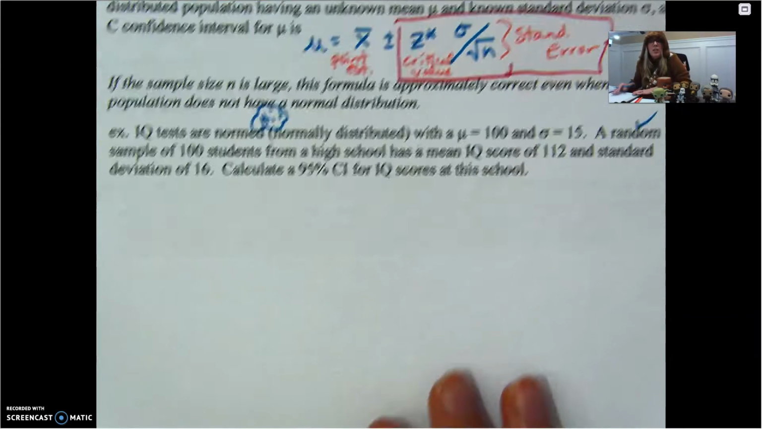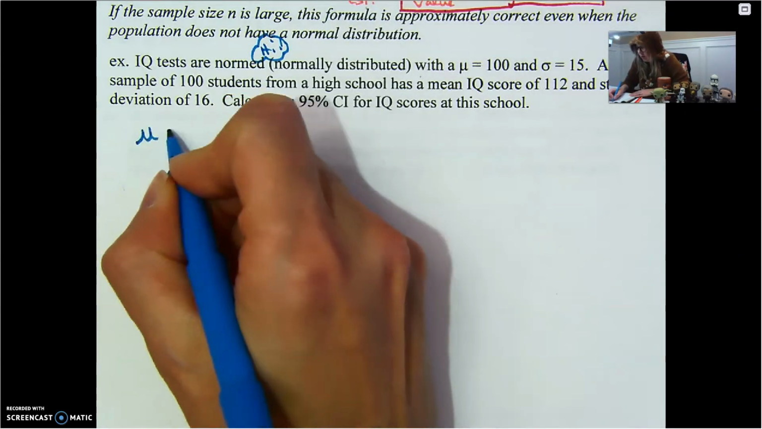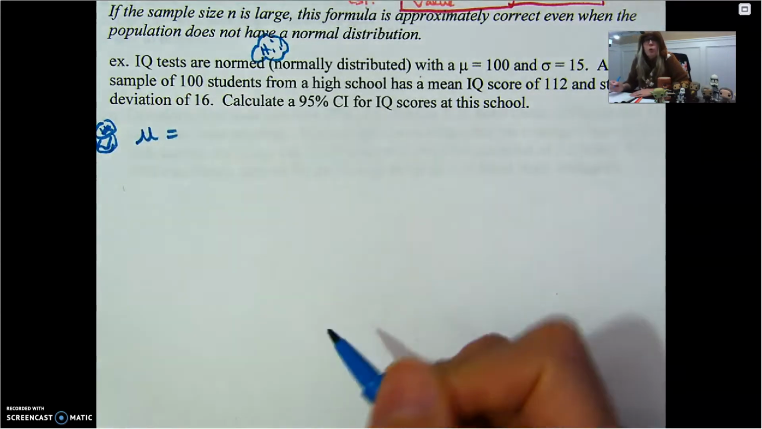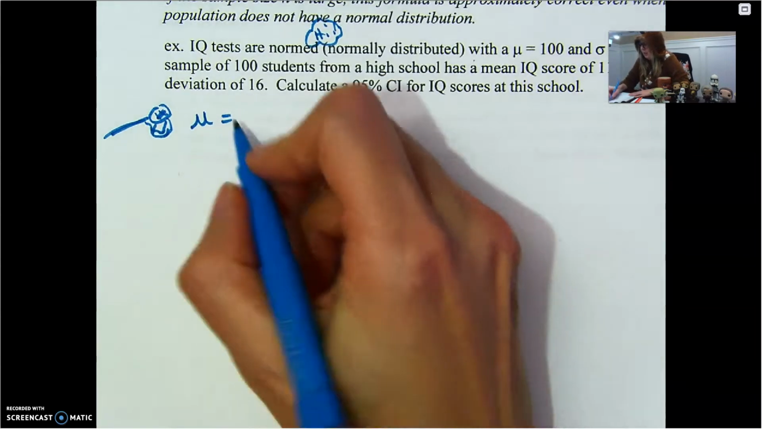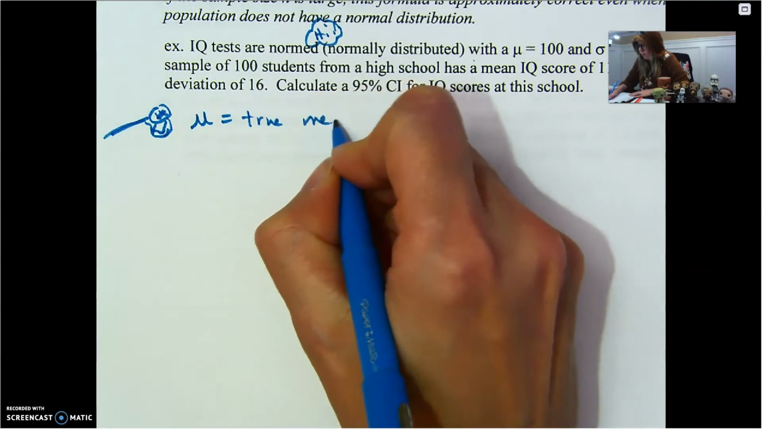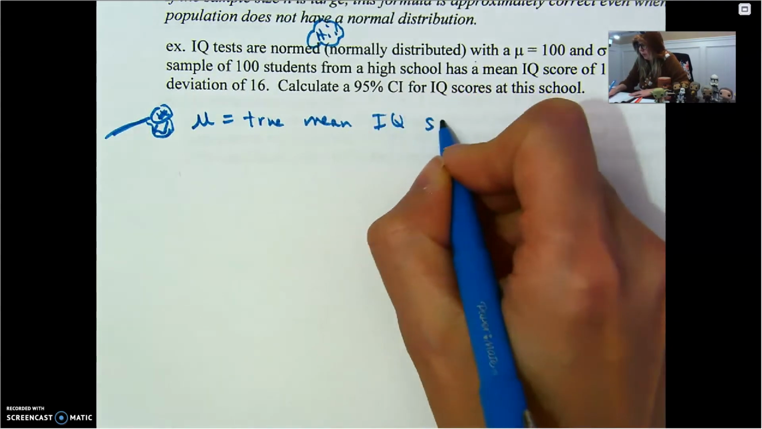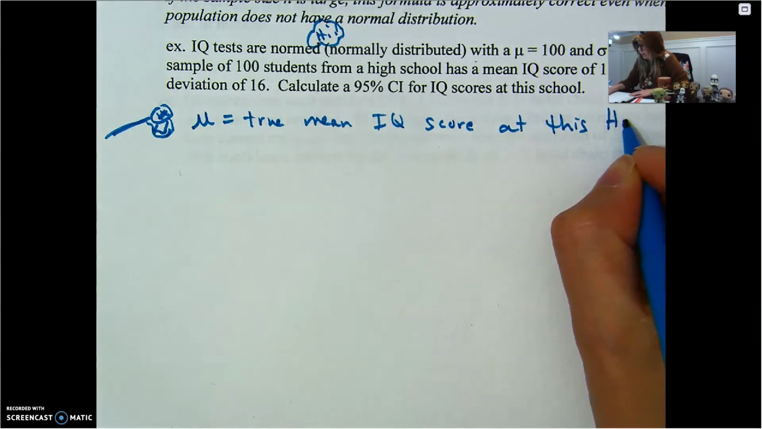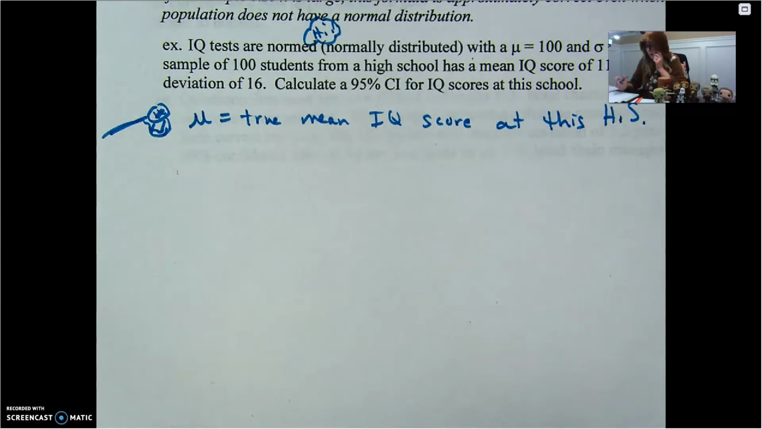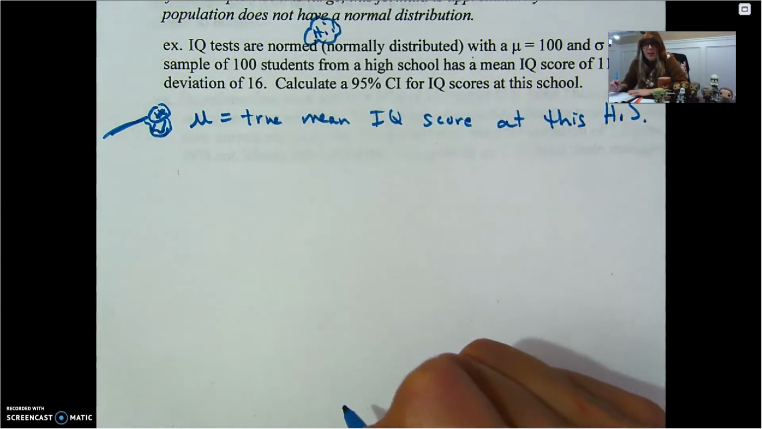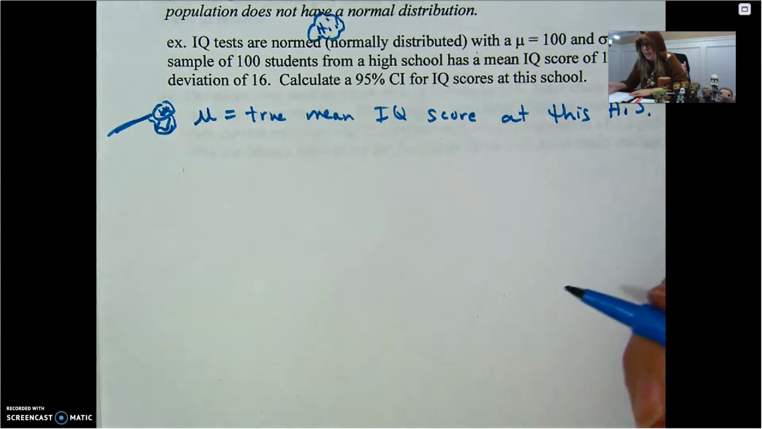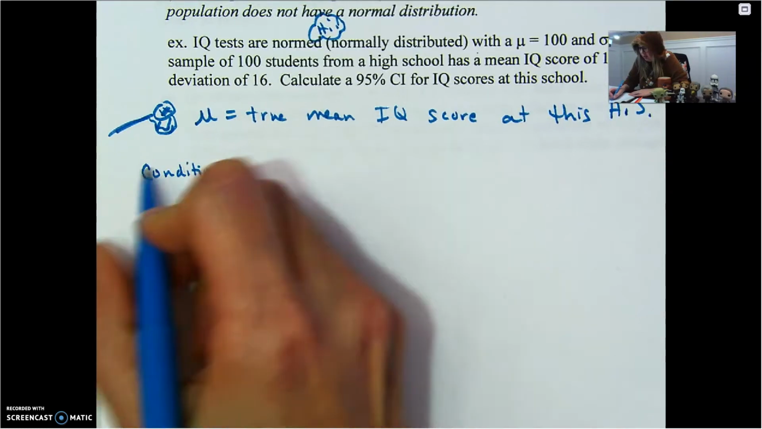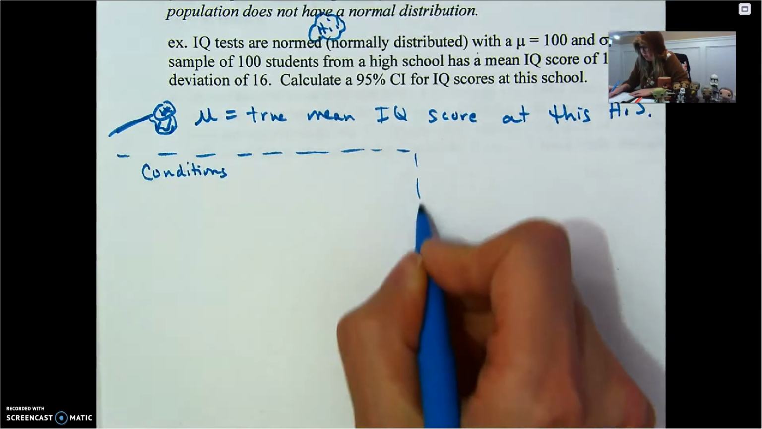All right, so the first thing you want to do is define what it is you're out to capture. What are you going to capture in your net of truth? In my net of truth today is mu, which is going to be the true mean IQ score at this high school. I'll just abbreviate HS. Before I get into it, I need to make sure that my conditions haven't been violated. So I'm going to make a little section over here, conditions. All right, let's check those conditions.